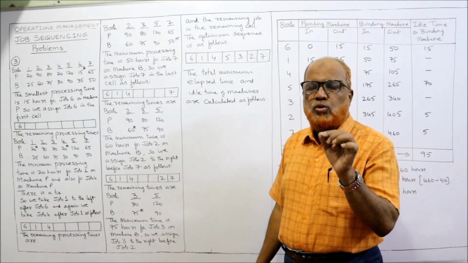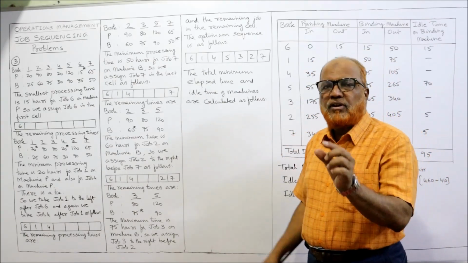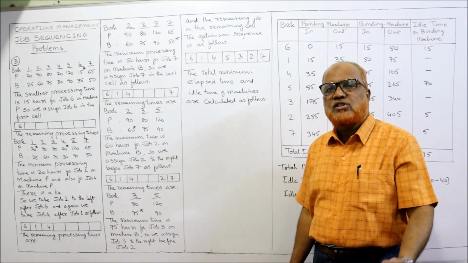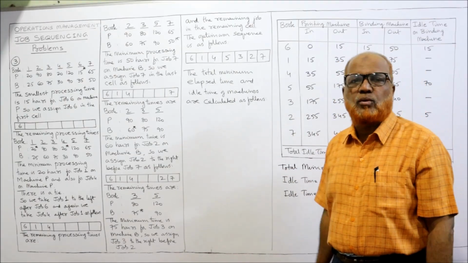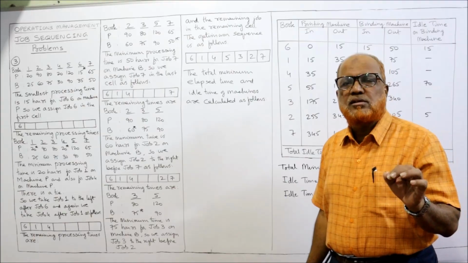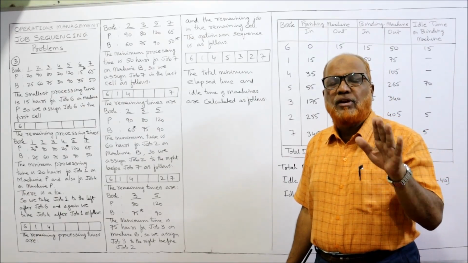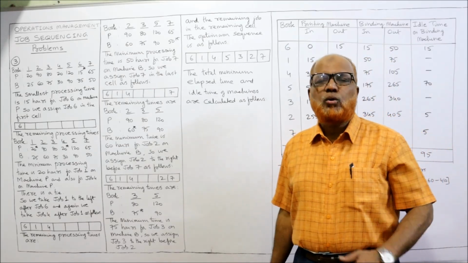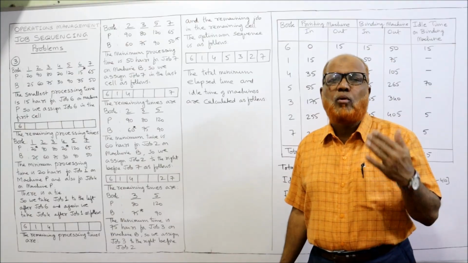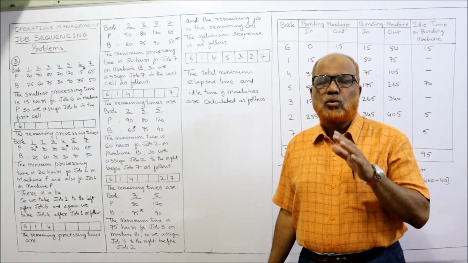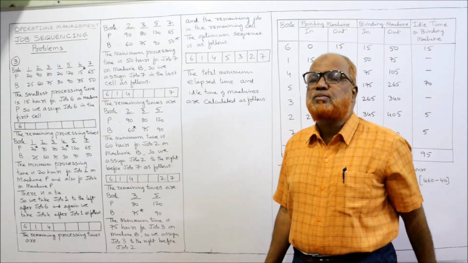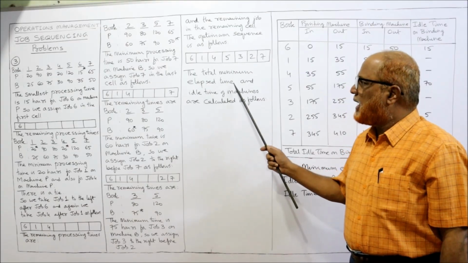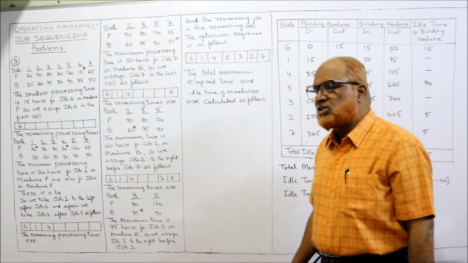That means the first book to be completed is sixth book. After completing sixth book, we should go for the first book. After first book, fourth book. Like this in this sequence. If we follow this sequence, the total elapsed time will be minimum. That means if we do not follow this sequence, definitely the total time to turn out all the books will be more. But our objective is to find out the sequence in which shortest possible time, minimum elapsed time, that we have to find out. The total minimum elapsed time and idle time of machines are calculated as follows.